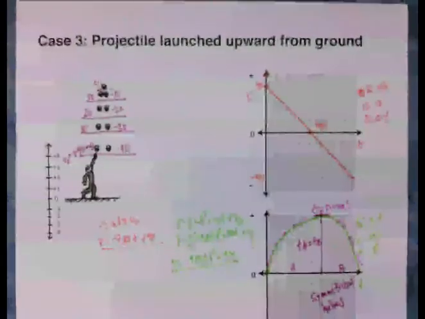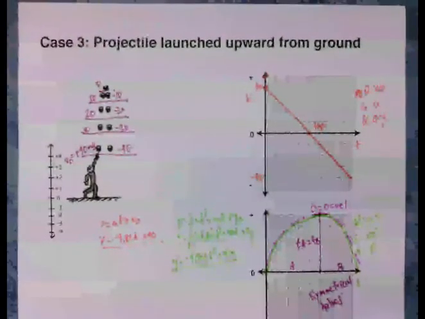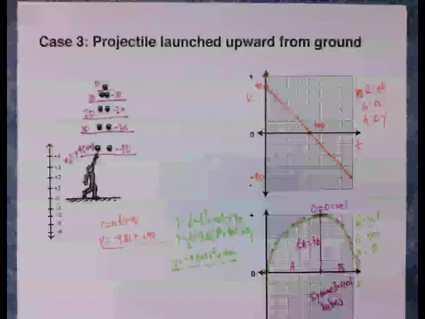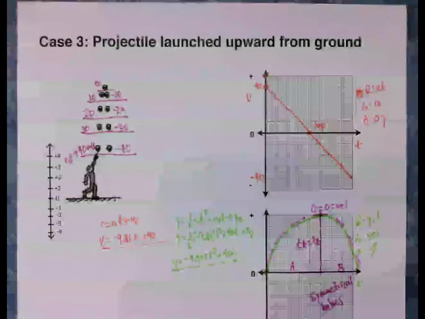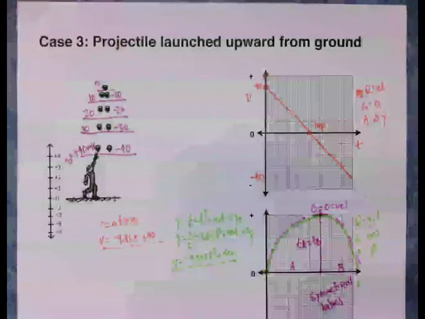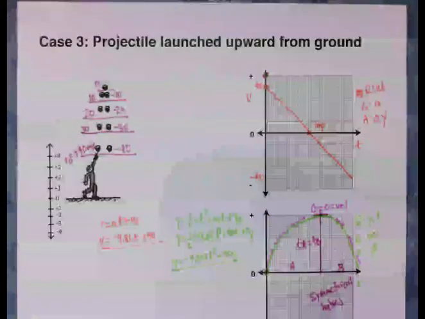Now again, I would remind you from the first lesson on projectiles, I showed you how to model these in small increments of time with a spreadsheet. And also, once we have these in our graphing calculator, we can evaluate them in the table, and that's a very valuable tool for us.